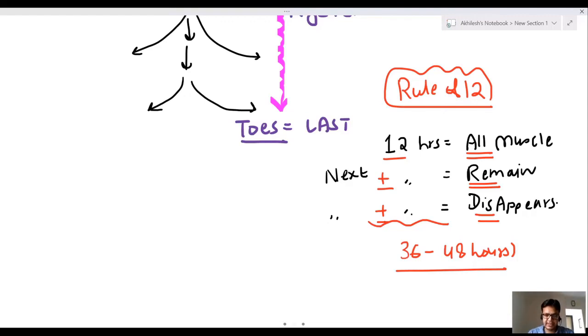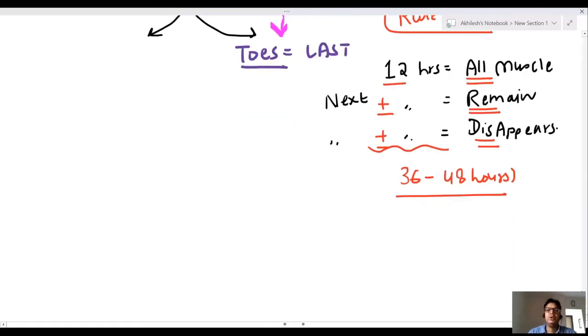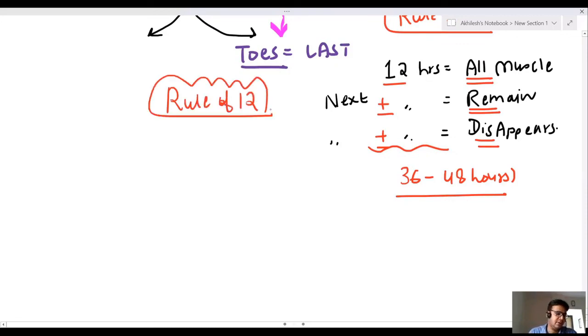First 12 hours, it develops all over the body. Next 12 hours, it remains as it is all over the body. And next 12 hours, it disappears from all over the body. This is the rule of 12 for rigor mortis.